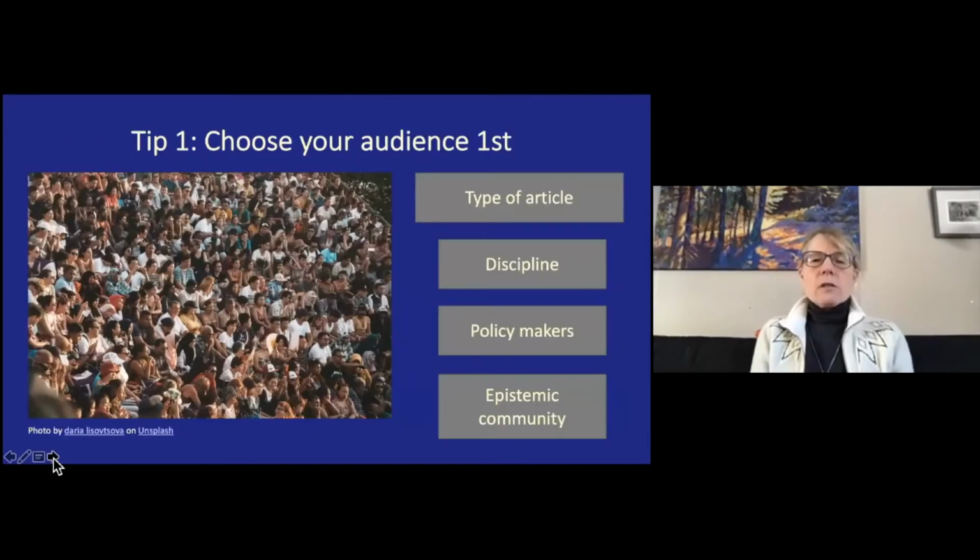So my first tip for you is to choose your audience first. So many of us, and trust me, I've done it more than once, we think, oh, I have this paper I'm going to write, fantastic paper. And we don't think about which journal it's going into before we begin. And that's always a bad idea. You need to step back. You need to think about, okay, what type of article am I writing?